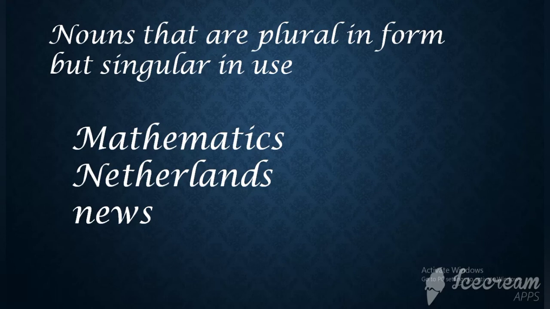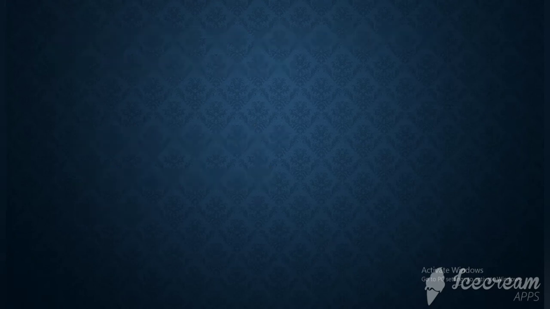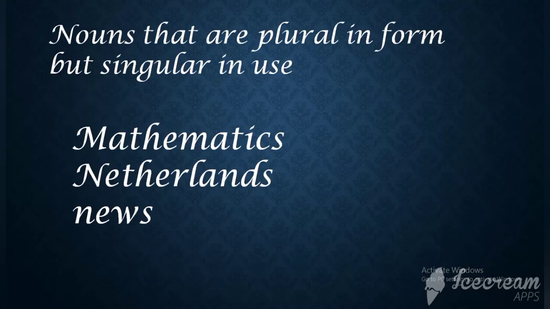What is the full form of news? Do you know? N for north, E for east, W for west, and S for south. Together they form the word news, right? News means we collect from all areas. That is why this word is formed. So the nouns that are plural in form but singular in use are mathematics, Netherlands, news. These words look like plural but they are singular in use.